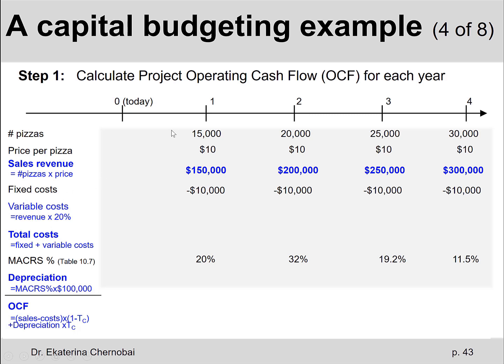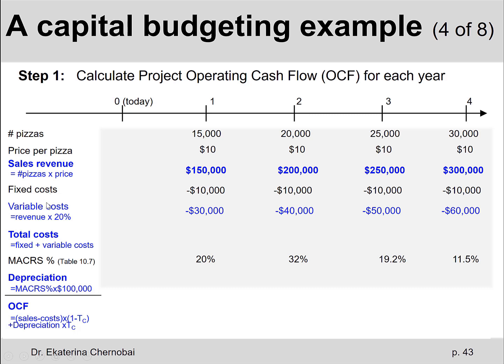What are the variable costs in year 1? Sales revenue in year 1 is $150,000. We multiply that by 20% and get $30,000. For year 2, it's 20% of $200,000 in sales revenue, which gives $40,000, and so on. In year 3, the variable costs will equal $50,000. In year 4, the variable costs will equal $60,000.